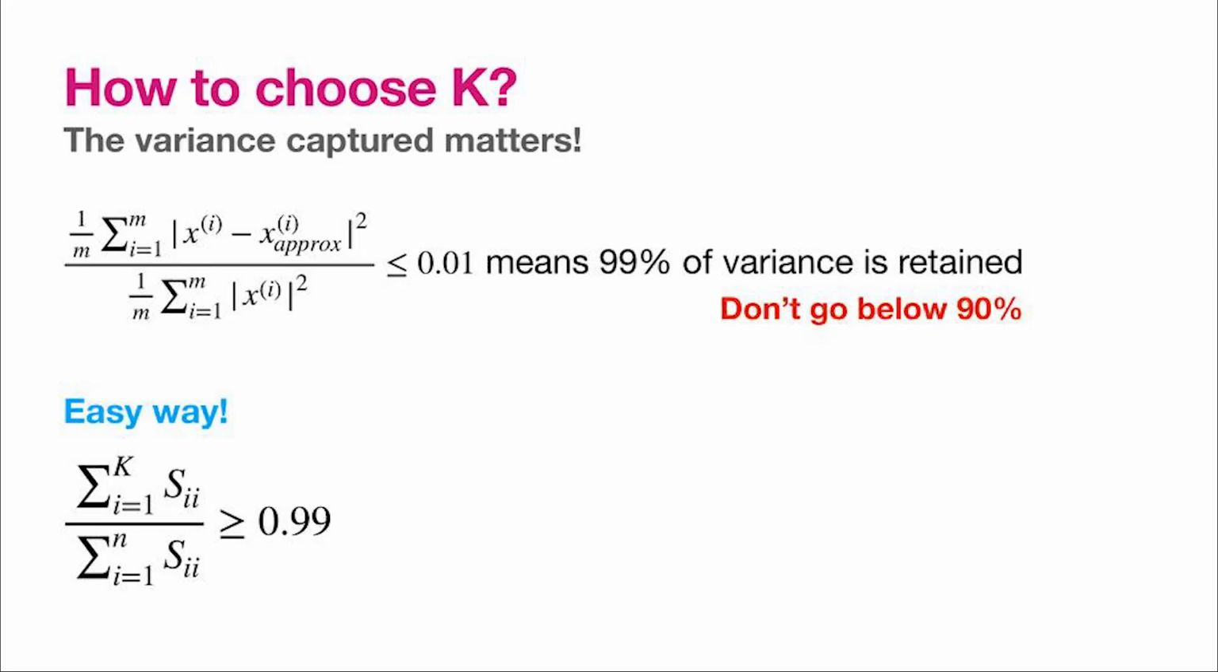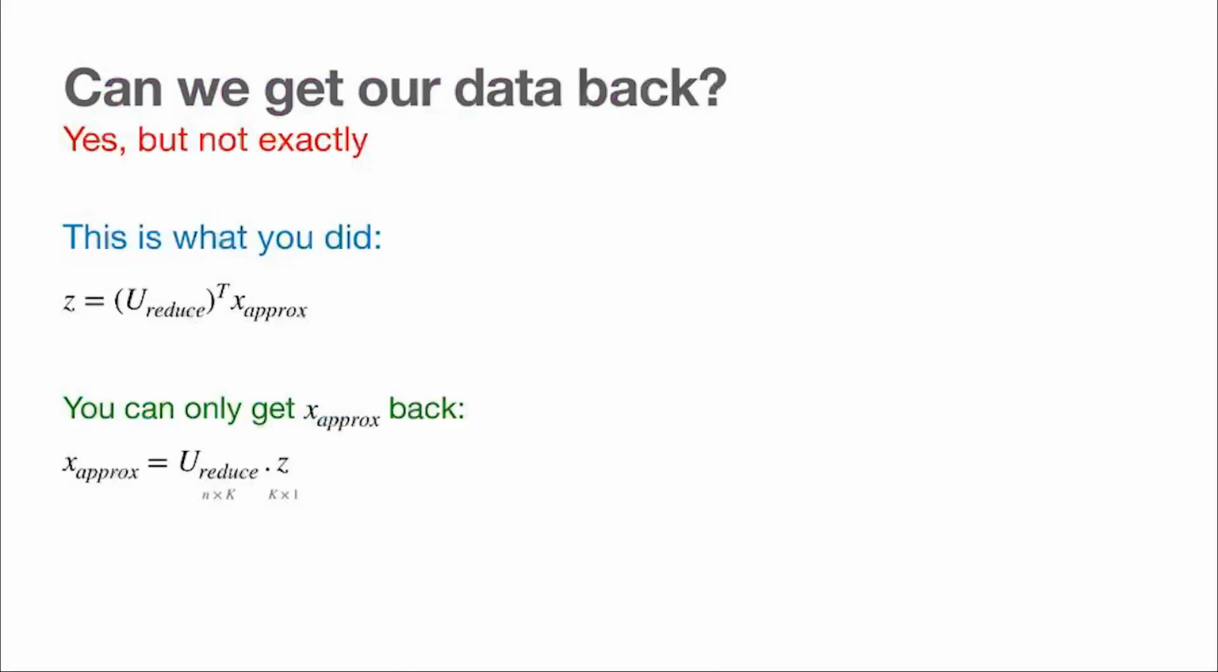Now you might think that this is a really complicated formula. How will I do that? Well, there's an easy way. Among the matrices you computed, there was also a matrix named S. You can just use that S in the formula given below, and you can calculate the amount of variance retained. If the variance retained is above 90%, you can choose that value of k. That's all. It's that easy.